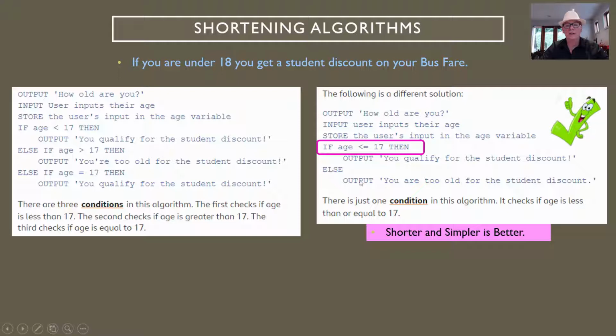Now, if they're not less than or equal to 17, we don't care how old they are, but they're obviously not in the eligible age range to get a discount. So we have an else here, so else just means otherwise. They're too old for the student discount. So shorter and simpler is better, and that's preferred.